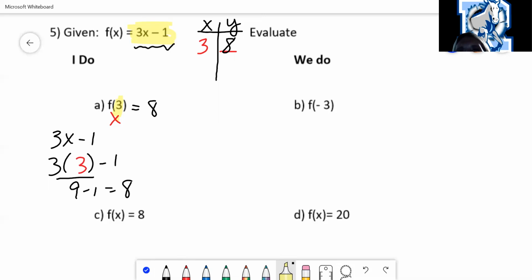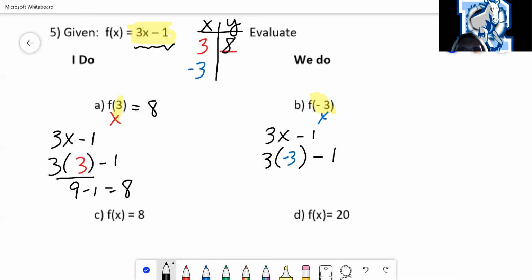The next one is saying what is f of -3? Okay, remember it's inside the parentheses, so it's giving you your X value. So I have -3 for X. So now I've got 3x minus 1. So I'm going to substitute -3 in there for X. So I have 3 times -3.